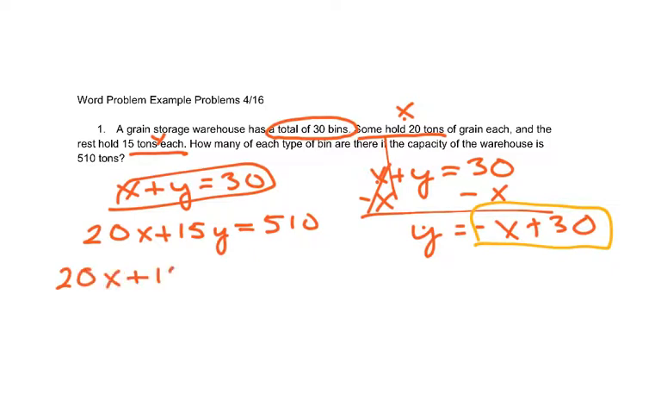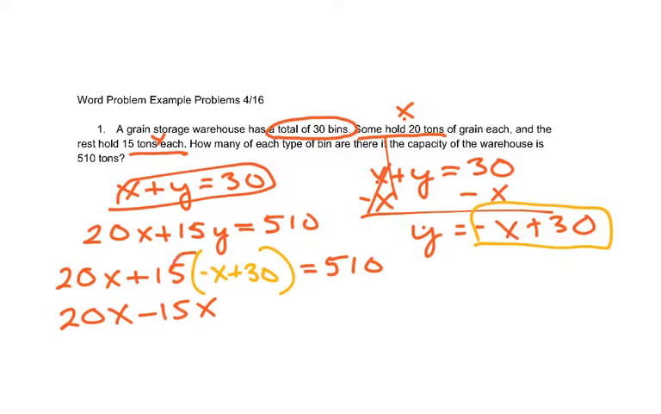So I have 20x plus 15, and this is where we plug it in. Negative x plus 30 equals 510. Okay, so 20x minus 15x, because we have to distribute, and then 15 times 30 is 450. So plus 450 equals 510.